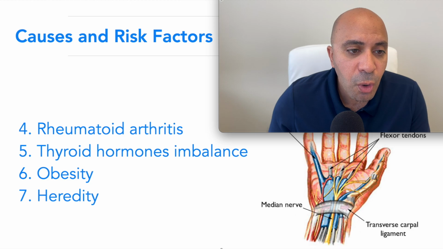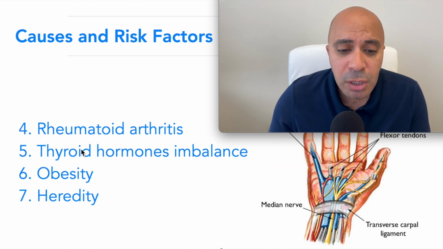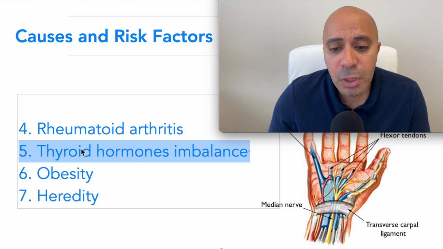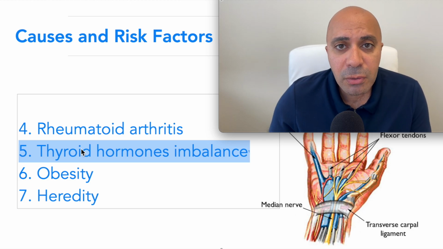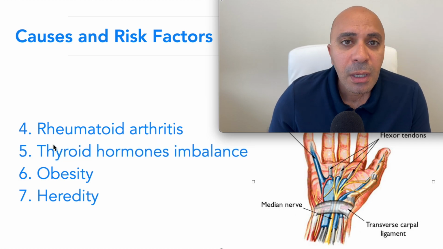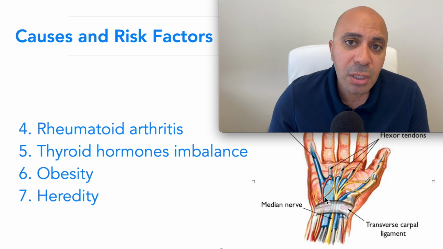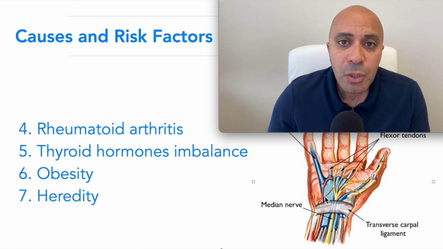As I mentioned, hormonal imbalance is related to pregnancy, but also the fifth cause is thyroid hormonal imbalance. I saw that with a lot of patients in my practice: when they have thyroid hormonal imbalance, it causes internal inflammation and the body is slow to heal, so they might experience carpal tunnel syndrome.